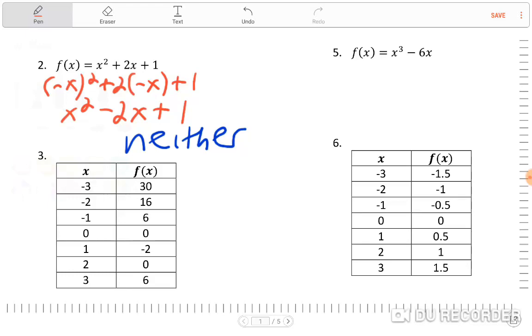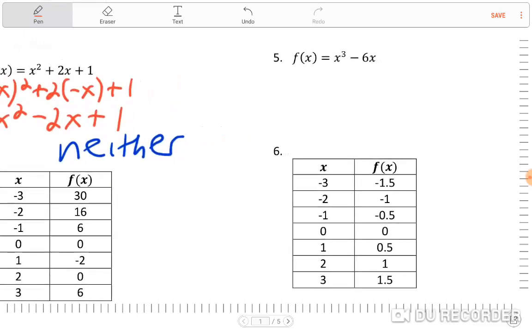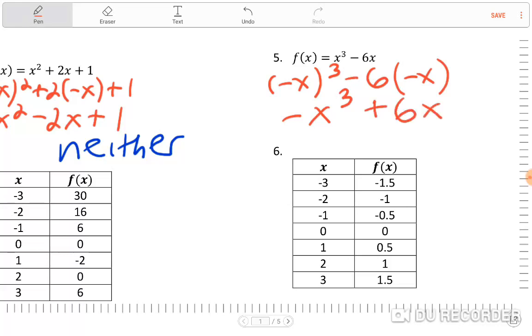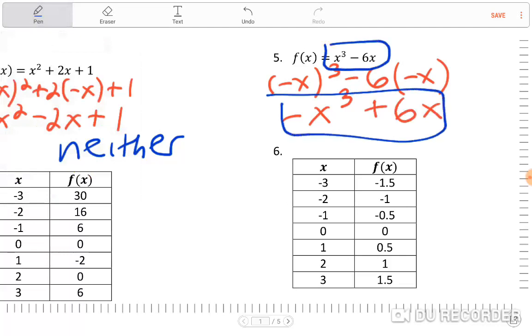When you look at number 5, the first thing we do is substitute a negative x instead of that x, but now it's to the third power, minus 6, not times x, but times negative x. So I end up with, a negative to an odd power is still negative, and then negative times negative is positive 6x. Well, we know this can't be even because this did not end up looking exactly the same as what we started with. But when we look at the signs, positive x to the third, negative x to the third, negative 6x, positive. Since every single sign was different, this ends up being odd.